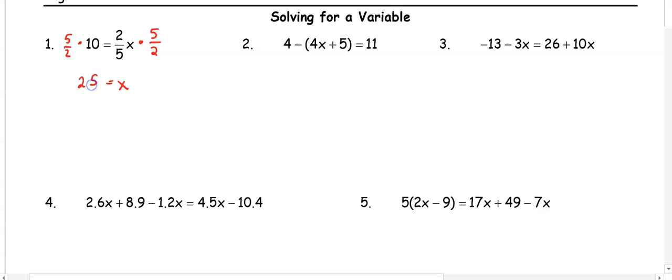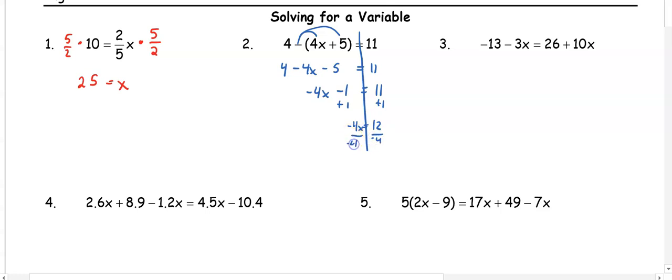equal to 25. In number 2, we have 4 minus the quantity 4x plus 5 equals 11. So in this problem, we need to get rid of our parentheses, so we're going to distribute that negative sign, which changes the signs. So we have 4 minus 4x minus 5 is equal to 11. When we combine like terms, we get negative 4x minus 1 is equal to 11. We can add 1 on both sides, so negative 4x is equal to 12. So when we divide by negative 4, x is equal to negative 3.